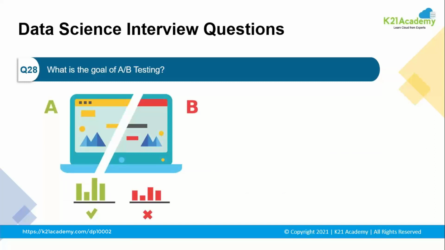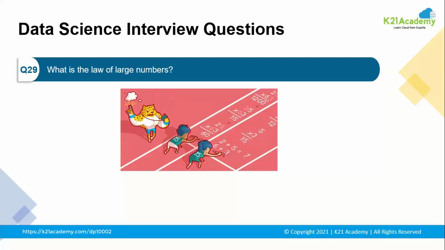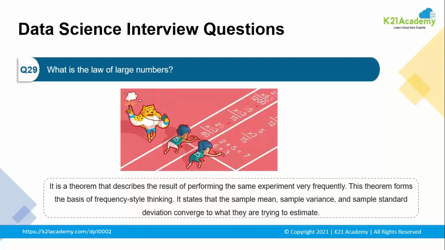All right, moving on to the next question, what is the goal of A/B testing? The answer is that it is statistical hypothesis testing for randomized experiments with two variables, A and B. The objective of A/B testing is to detect any changes to a web page to maximize or increase the outcome of a strategy.